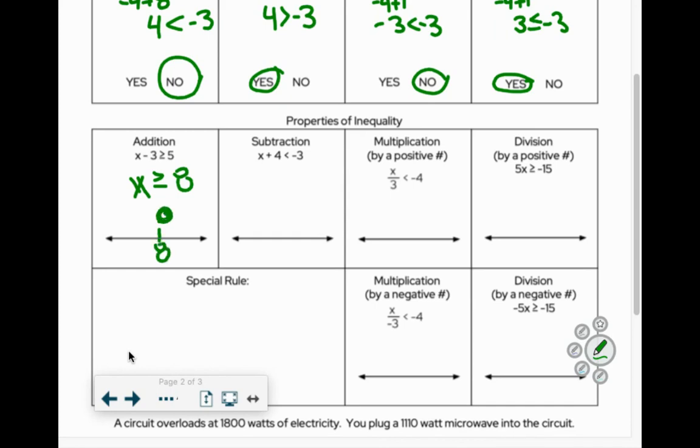So we're going to put 8 on our number line and draw an arrow going to the right. And I'll give you guys a second to do that.